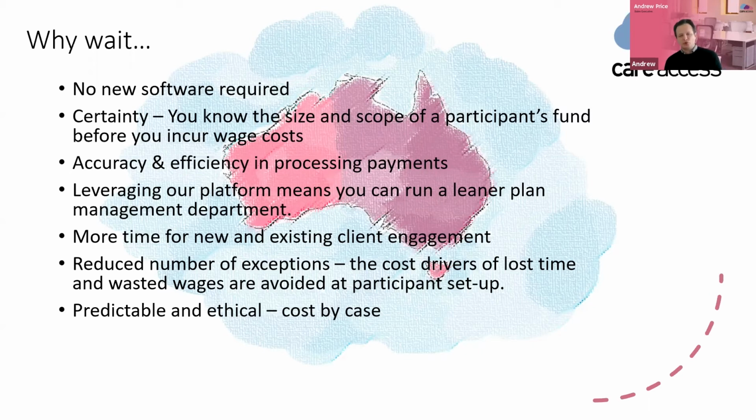Care Access makes sure that the errors are avoided at the very, very beginning. You're not basing your plan setup, participant setup, off a scrunched up piece of paper of the participant. You're basing it off accurate real-time data accessed from POTA. So the cost drivers of lost time and wasted wages are avoided at participant setup. And our cost is predictable.